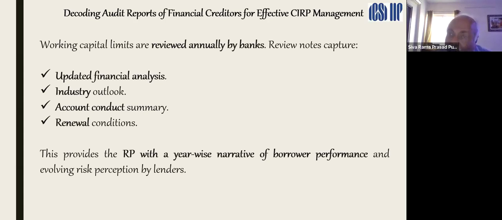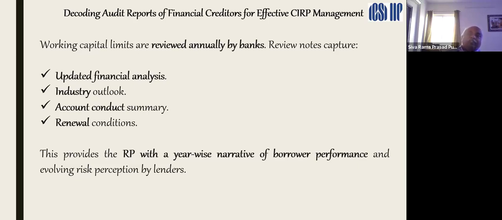Working capital limits are reviewed annually by the banks. Review notes are captured. Updated financial analysis. Industry outlook they will also mention. This is useful to mention in the information memorandum about the process of the company, the market, the demand, the customer profile or customer segmentation, all these things. The industry outlook. Account conduct summary: how the account is being conducted. And the renewal conditions: what conditions the banks mentioned, and whether the borrower has fulfilled them or not.